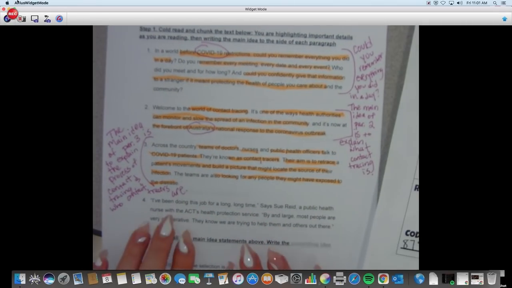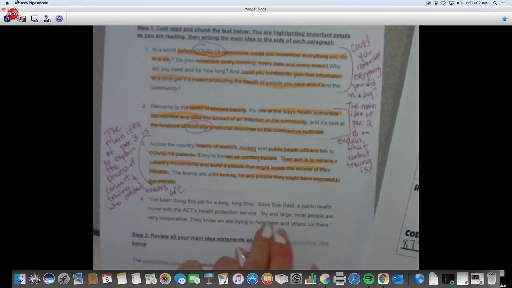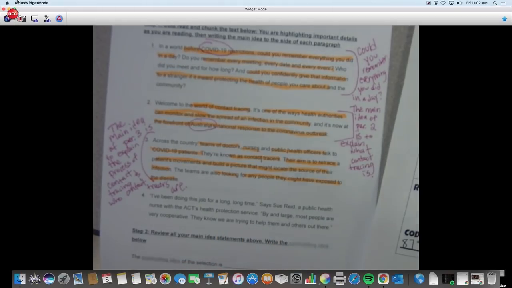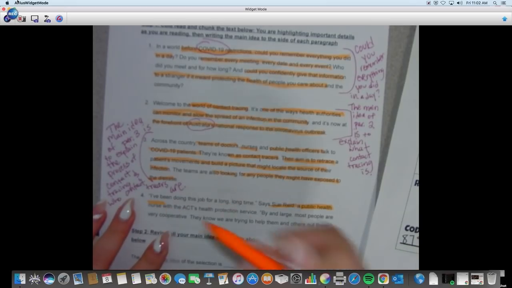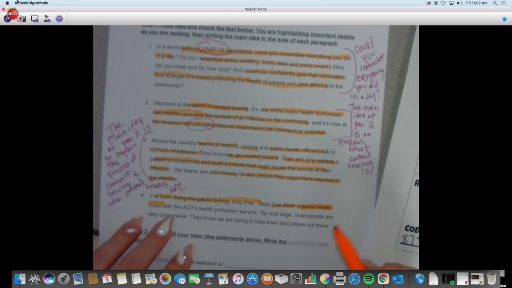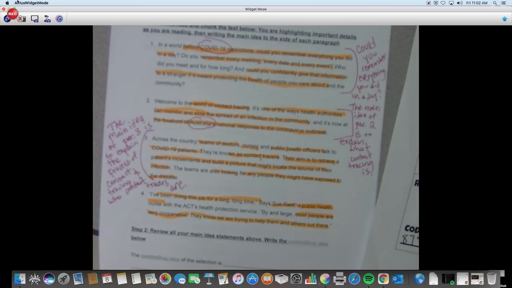of paragraph 4. It says, "I've been doing this job for a long, long time," says Sue Reed, a public health nurse with ACT Health Protection Service. "By and large, most people are very cooperative. They know we are trying to help them and others out there." So Sue Reed is an expert, a public health nurse expert, and she says that she's been doing contact tracing for a long time, and most people work really well with her, because they know that these contact tracers are trying to help them and other people who may be exposed to COVID.